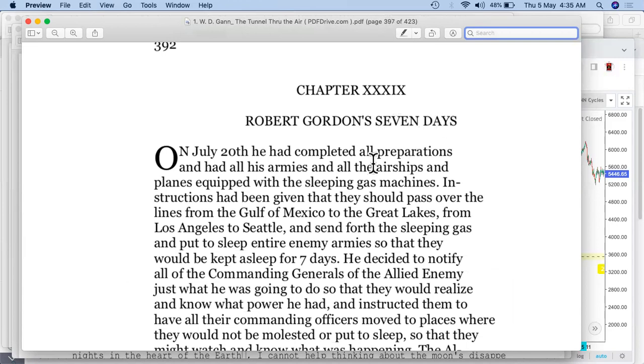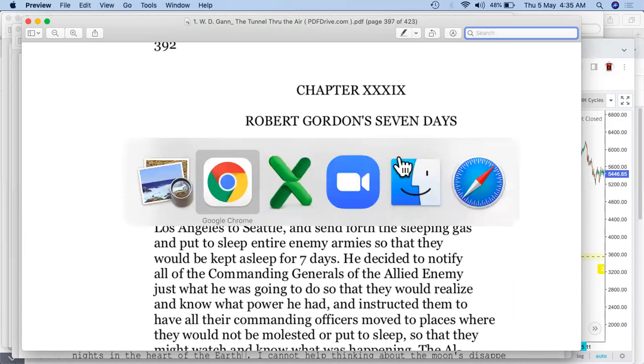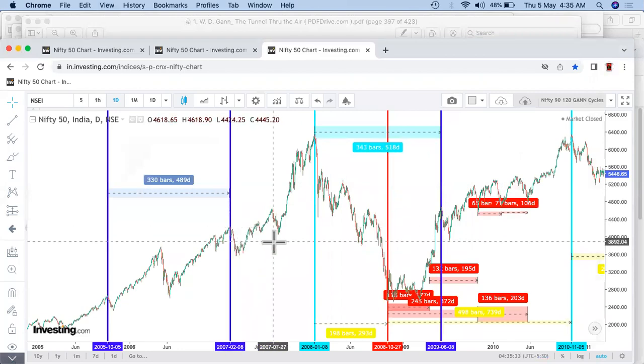Now again, this 7 days is something which is specific. We'll try to cover that in detail further. At this time, if you have any specific doubts, please do ask your doubts.